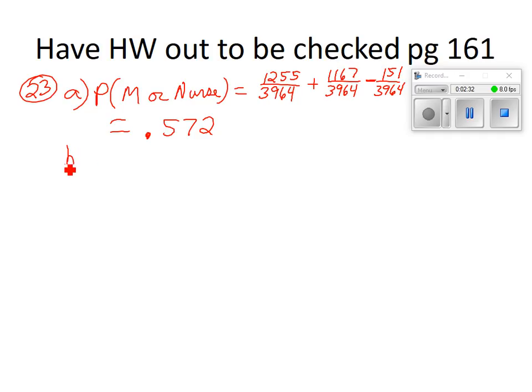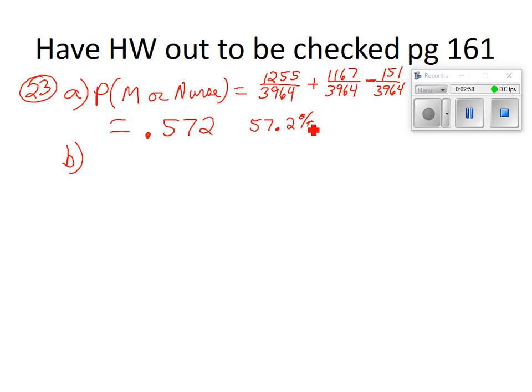Part B. Usually when we're doing these probabilities, we want to go out 3 spaces. I think I've mentioned that during this chapter. So if we were going to write it as a percent, we'd have something like 57.2%. So you always want to go out that 1 extra space.